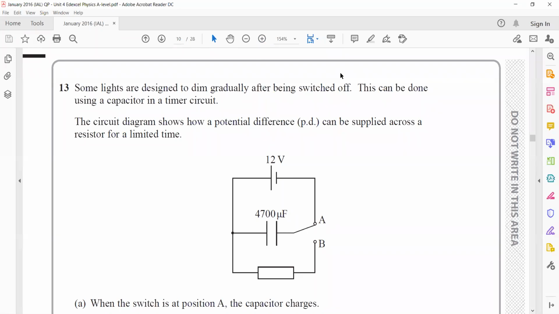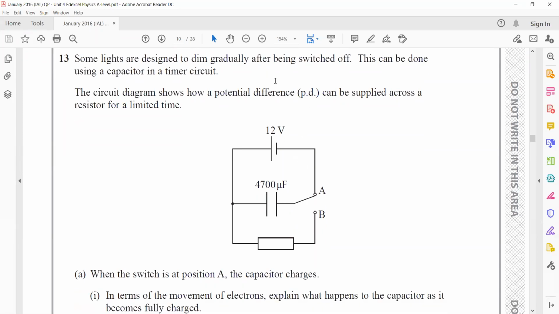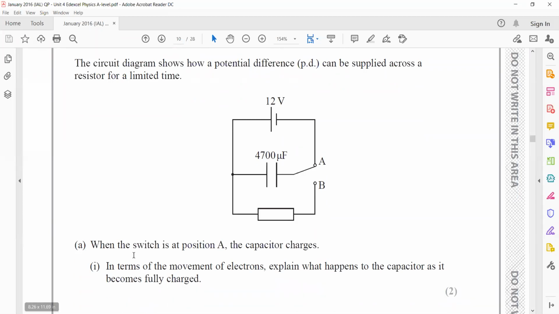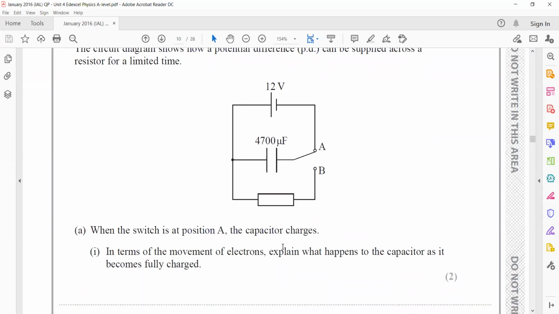This can be done by using a capacitor in a timer circuit. The circuit diagram shows how the potential difference can be supplied across a resistor for a limited time. At position A, the capacitor will charge, and at position B, the capacitor discharges. When the switch is at position A, the capacitor charges.